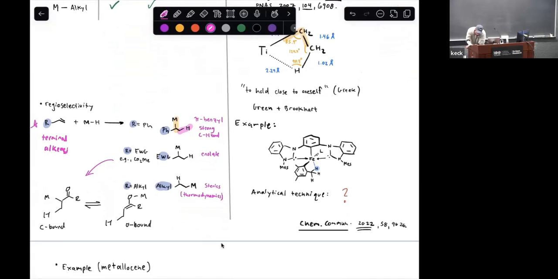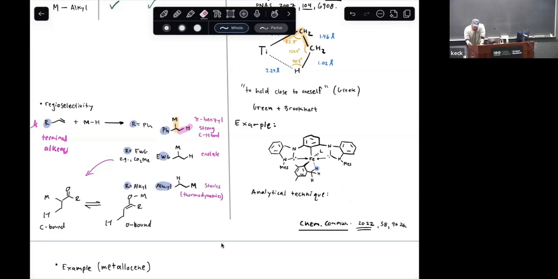Okay, so let's take a look at a modern example from the literature of an agostic interaction. Here's an example from Allison Fout's group at Texas A&M. Allison's group has been interested in first row metal complexes and supporting ligands for various types of catalysis, and documented this interesting example of an agostic interaction of a CCC pincer ligated iron mesityl complex.